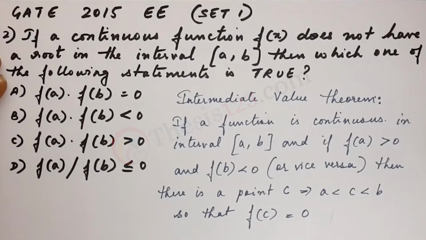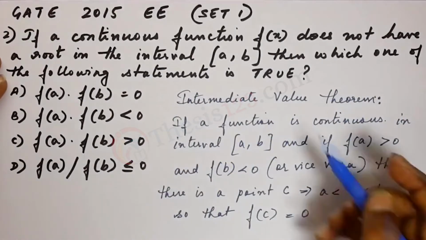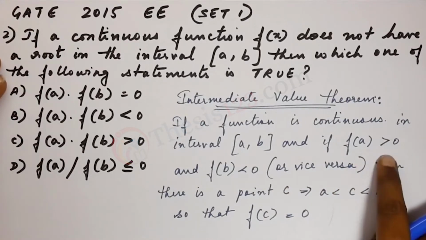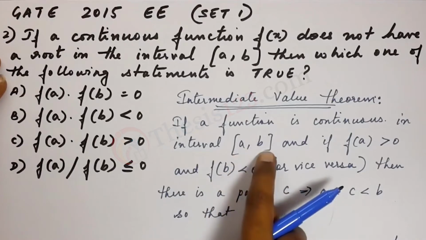Now the question says that it does not have a root in the interval, but this condition here, this theorem here, specifically is for a root within the interval given. So this is possible if f of a is greater than 0 and f of b is less than 0, then the root lies within the interval of a comma b.